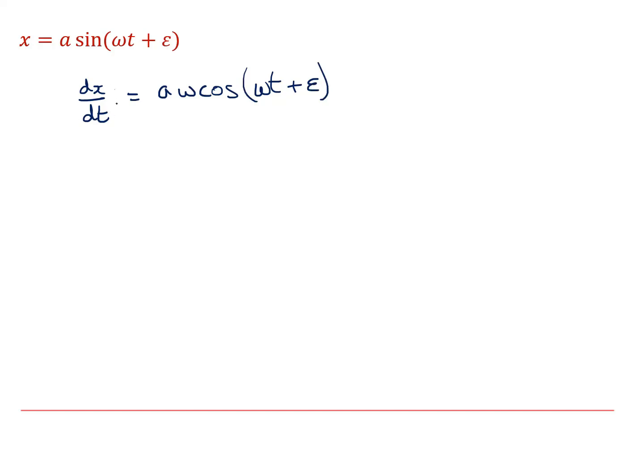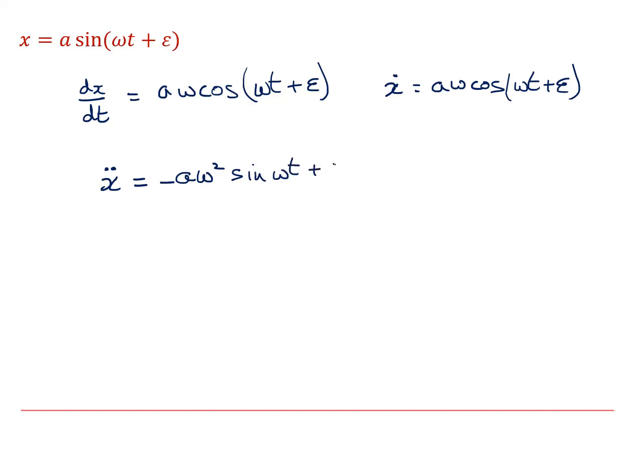And in fact, we've seen that we can use a dotted notation for derivatives with respect to time. So I'm actually going to write this as x dot is equal to a omega cos omega t plus epsilon. And differentiating that again, I get x double dot is equal to, when I differentiate cos, remember I get minus sine, I'm going to get an extra omega, so I'm going to get minus a omega squared sine omega t plus epsilon. But if you look at this, this here combined with this is just x, a sine omega t plus epsilon, and therefore this tells me that x double dot is equal to minus omega squared x.